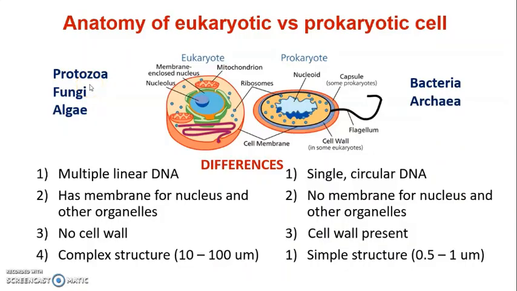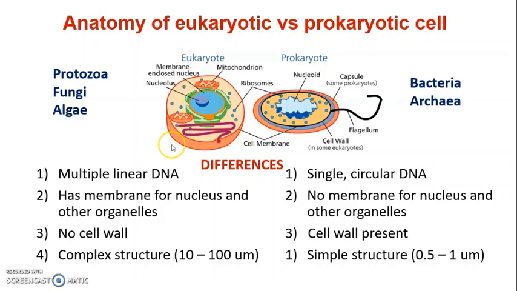Here's the anatomy of eukaryotic versus prokaryotic cell. I believe this is not new knowledge to you, but let's refresh some of the key important points. Let's highlight the differences between these 2 cells. For eukaryotic cell, the genetic material is multiple linear and enclosed within the nucleus. All the organelles of a eukaryotic cell have their own membrane, whereas prokaryotic cell doesn't have that.